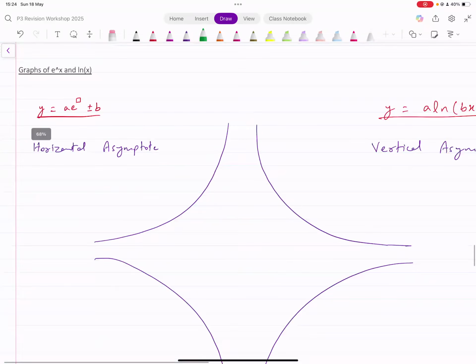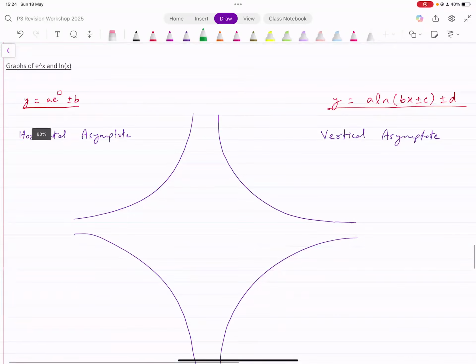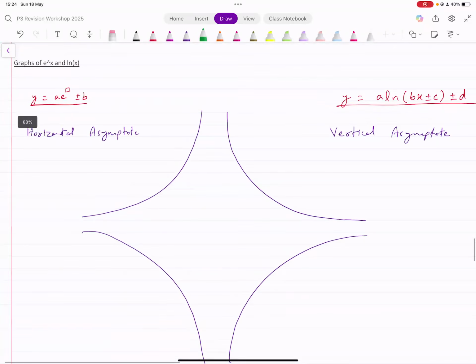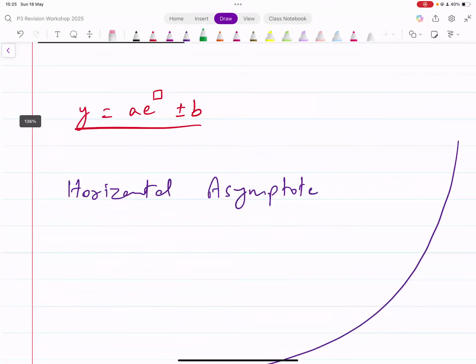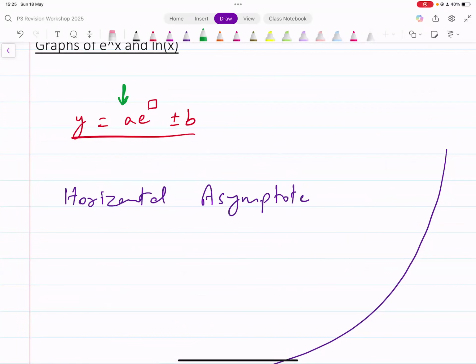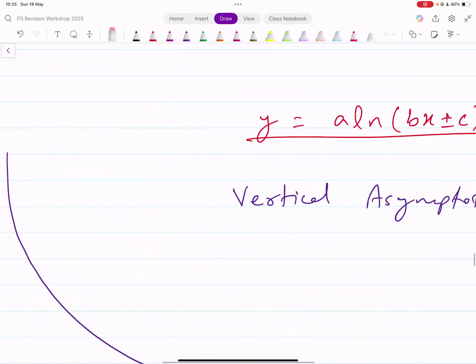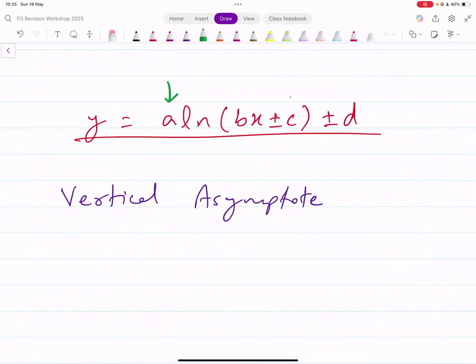Then you have exponential and log functions. E power something or log of something. How do you sketch these graphs? For exponential function, for example, you could have some number multiplying outside. You could have some power of e, some number adding or subtracting outside. Similarly, for log function, you could have something like this: some number multiplying outside, some number multiplying or added inside, some number added outside, right?